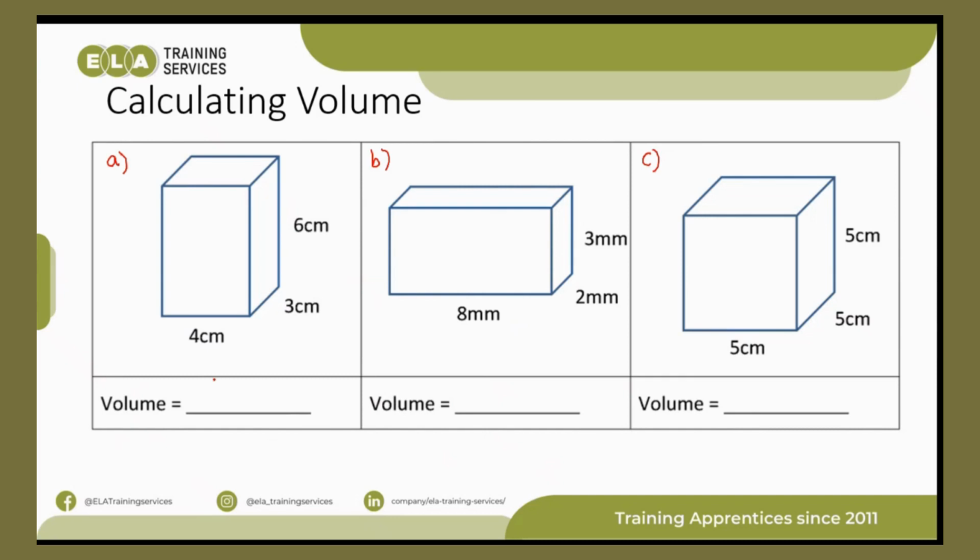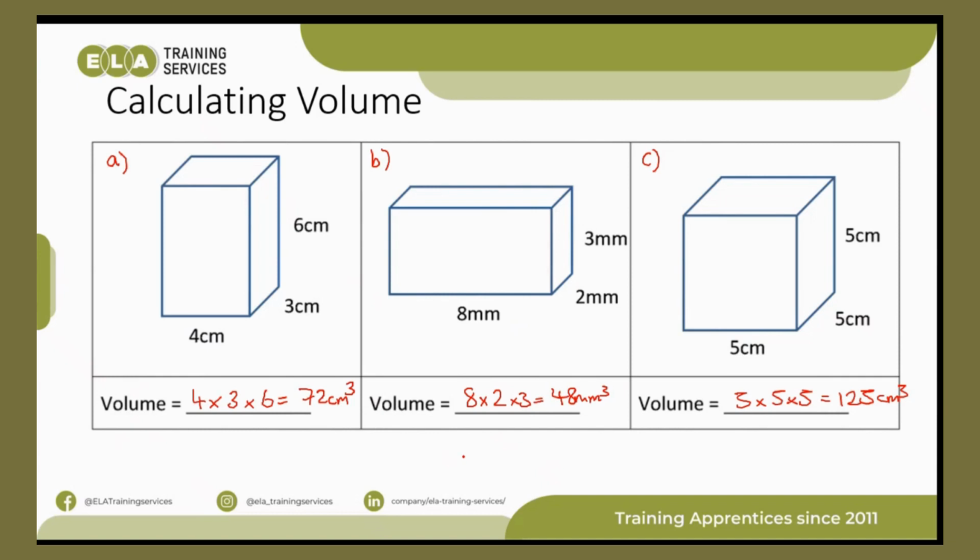Okay, A. So we've got 4 times 3 times 6, which gives us 72 centimetres cubed. We've got 8 times 2 times 3, which gives us 48 millimetres cubed. And then we've got 5 times 5 times 5, which just cheeky because I've just done that with you, 125 centimetres cubed. Well done if you got all of those.